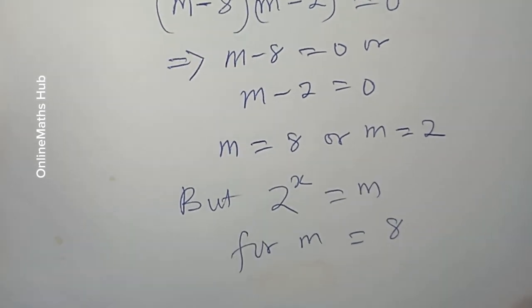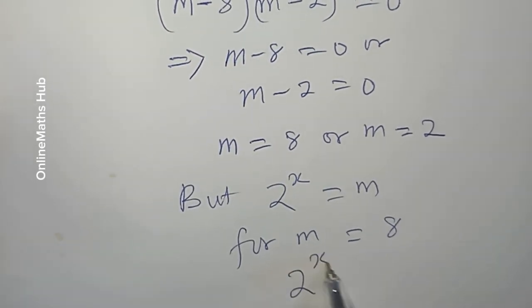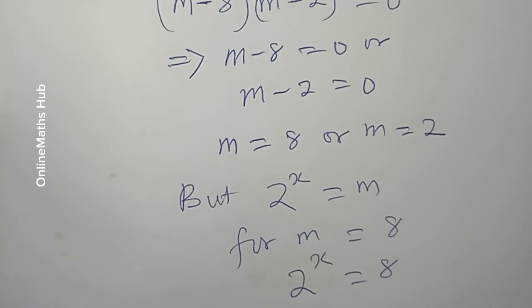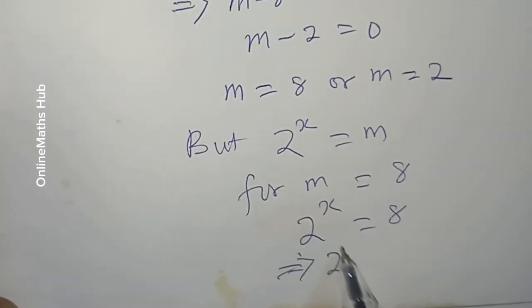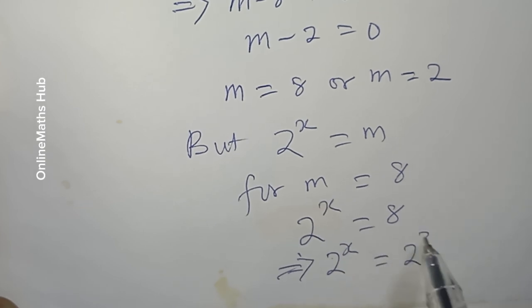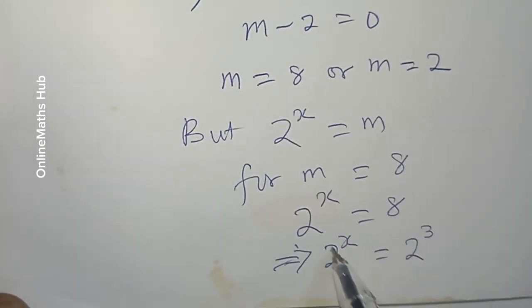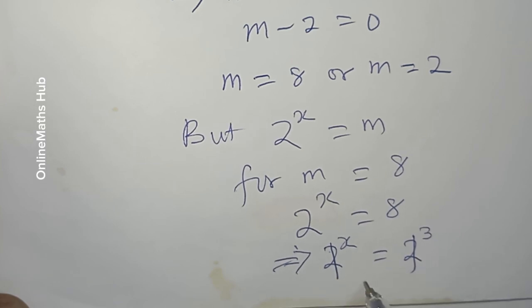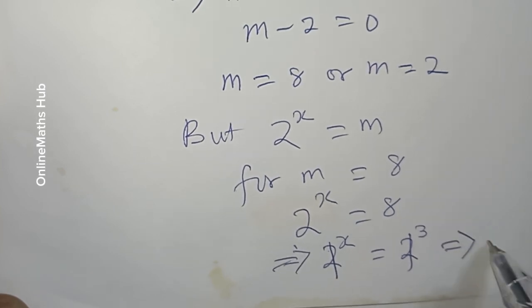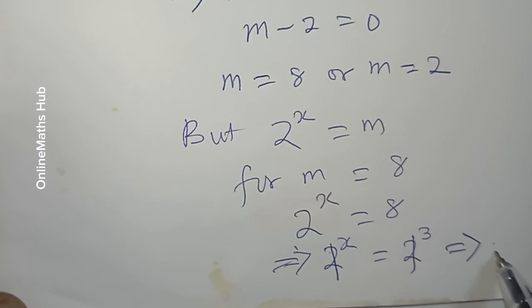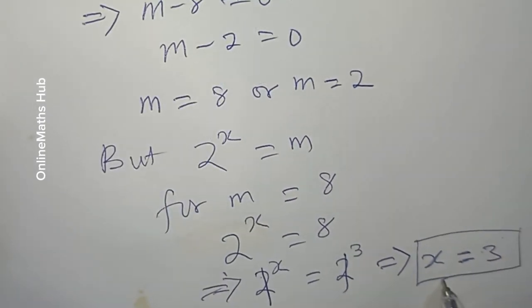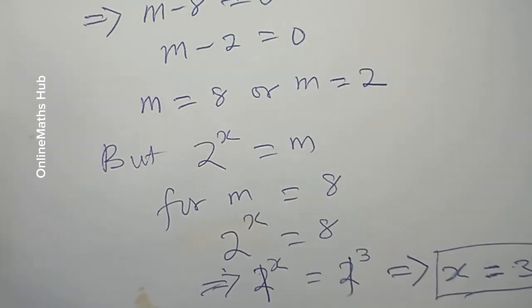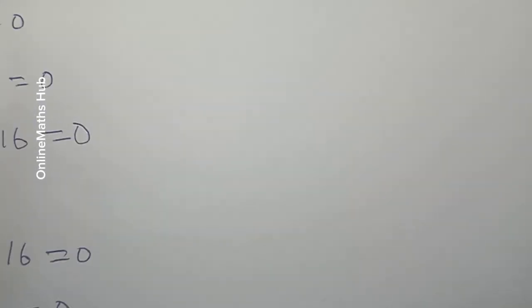Now we have 2^x equals 8, which implies that 2^x equals 2^3. Because they have the same base, we can cancel that and equate the powers, which implies that x is equal to 3. So this is the first value of x that satisfies the problem we are solving. Moving on, we continue to solve for the second value of x.